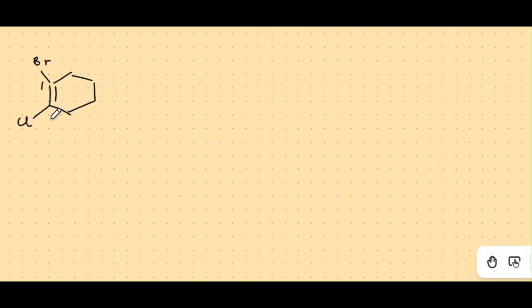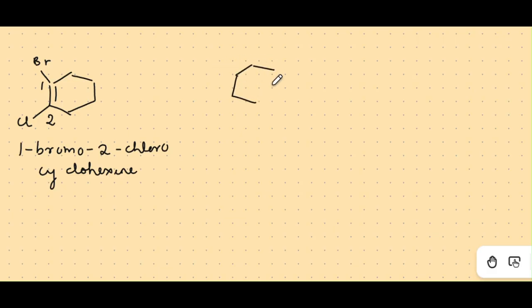Therefore, you should start numbering like this. 1-bromo, 2-chloro, cyclohexene. This is the correct way of naming this molecule. What if I change the positions like this? Say, there is a chlorine here and then there is a bromine. Now which rule are we going to use? Where we give the priority to the carbon with the functional group.